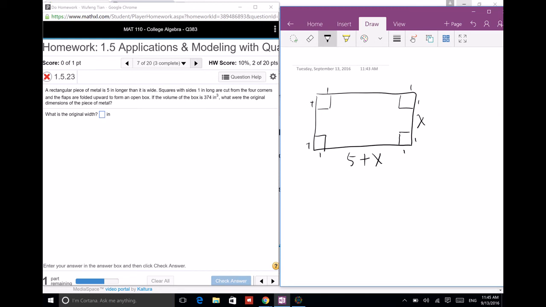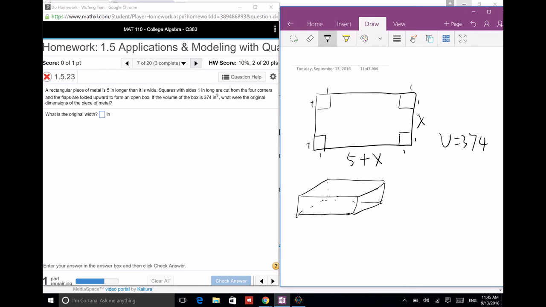Okay, a box pretty much like this. All right, and then the volume of the box is V equals 374. And what are the original dimensions of the piece of metal? So it asks you what are the x and the 5 plus x.